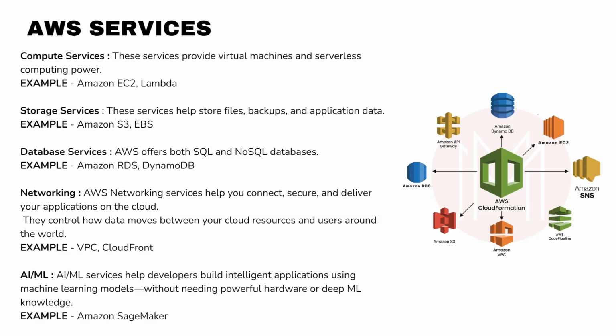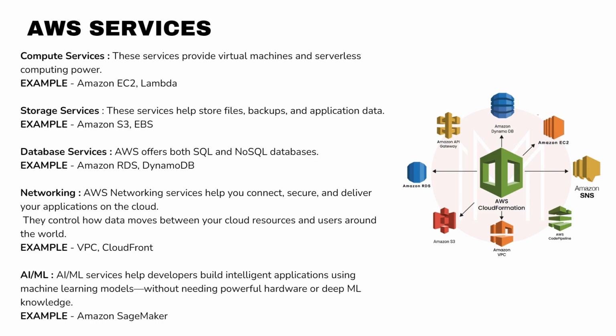And fourth, networking. AWS networking services help you connect, secure, and deliver your applications on the cloud. They control how data moves between your cloud resources and users around the world. For example, VPC. It allows you to create your own private network inside AWS. It controls traffic, security, IP addresses, and who can access your resources. And then Amazon CloudFront. It is a content delivery network. It delivers images, videos, and websites faster by storing copies in servers located around the world. This reduces loading time for users.